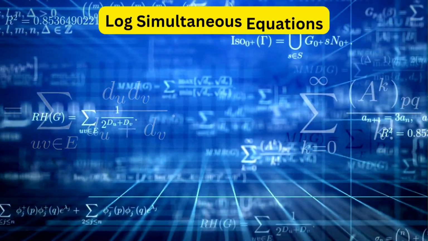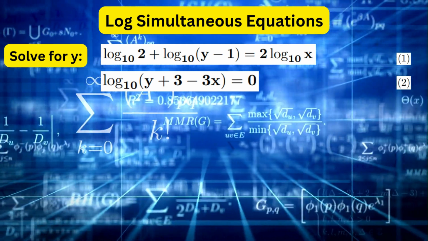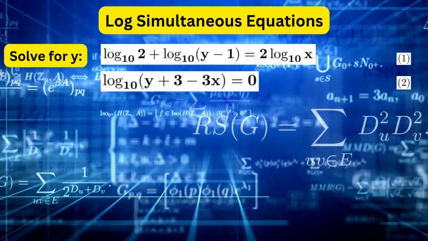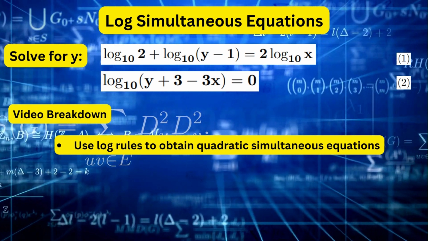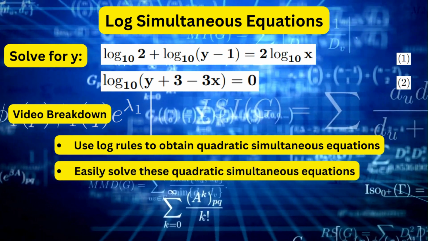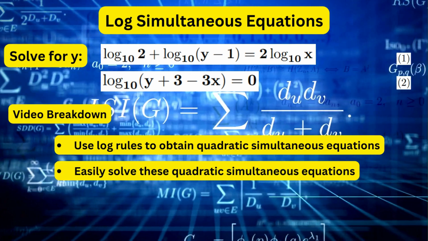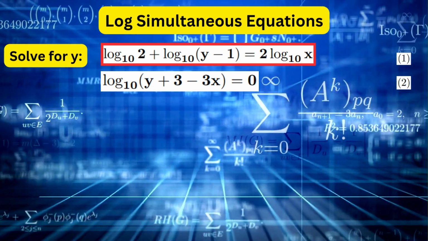Today we are looking at this Cambridge entrance exam question on logarithmic simultaneous equations given as follows. By the end of the video you will learn the key log rules to convert these sort of equations into quadratic simultaneous equations and then easily solve them to find the value of y. So let's get started. The first equation involves the sum of two logs.